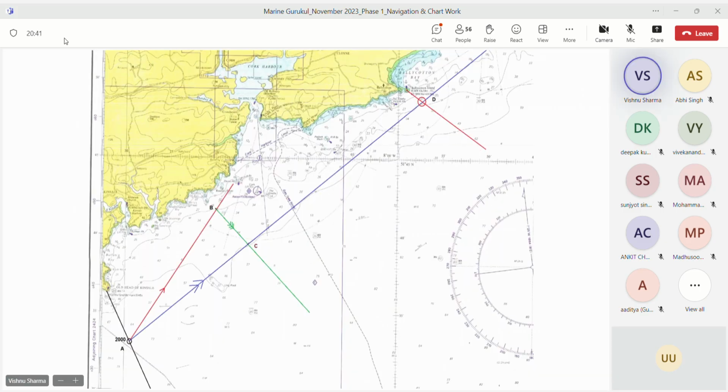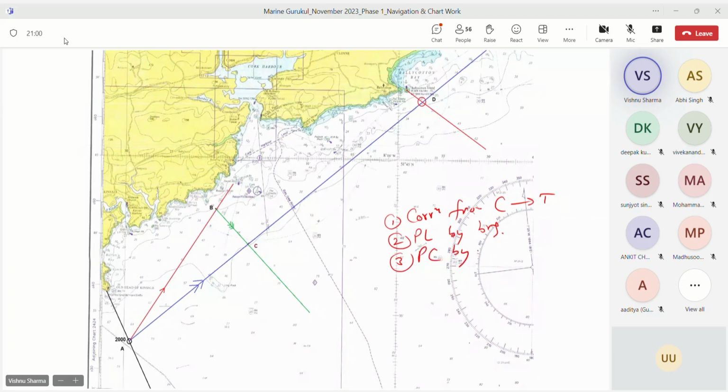Okay, those who want to take a screenshot, any more questions on plotting of this? So in this question, what all have we revisited, beta? One, correction from compass to true. Okay. Second, PL by bearing.